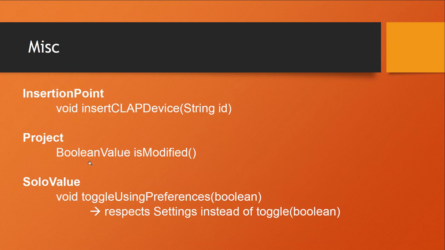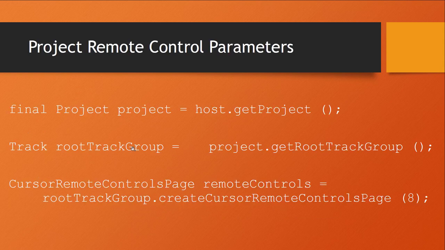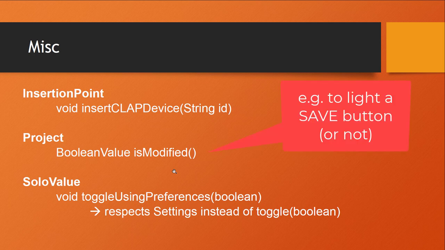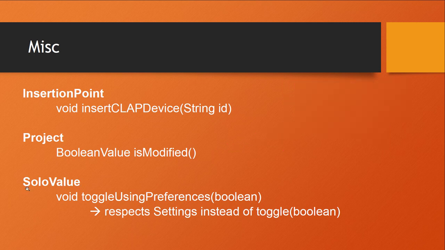Next one is a nice little feature that you have now on the project variable, which I also showed here before. You get from the host this project information. And there is now this new method isModified. And this gives you the state if the project was modified by the user since it was created or loaded from hard disk. And there's another new feature. You have a new option for solo value. If you had multiple tracks soloed, you could clear that state at once with one toggle method.